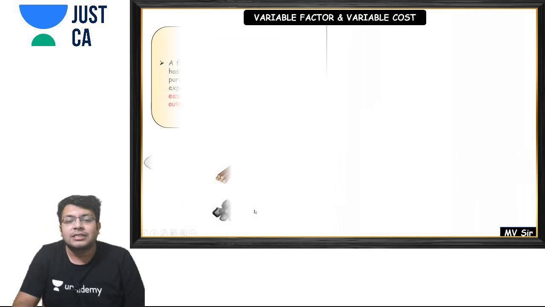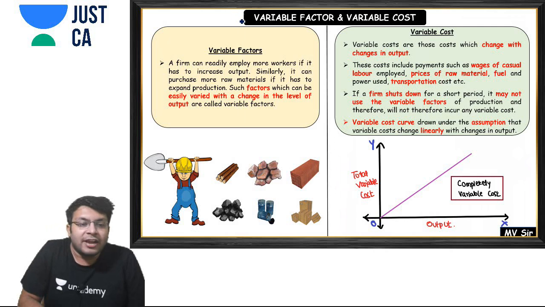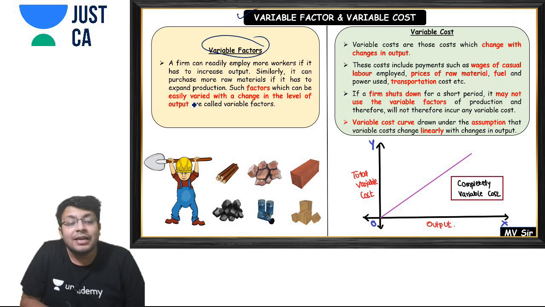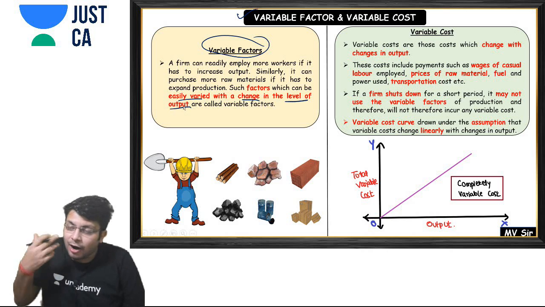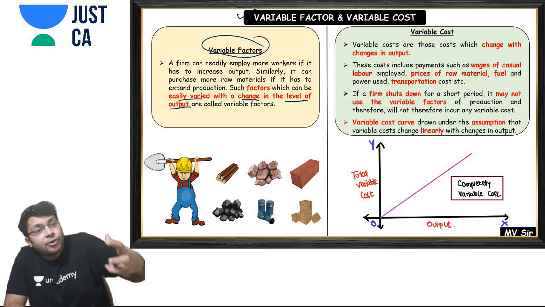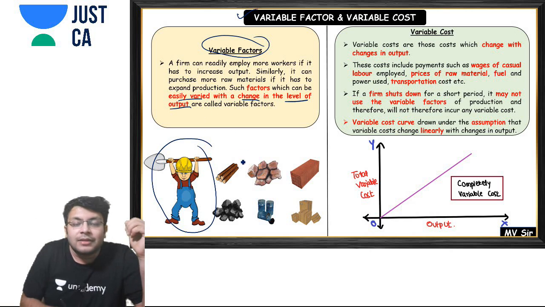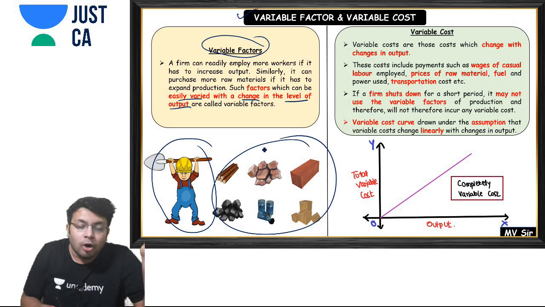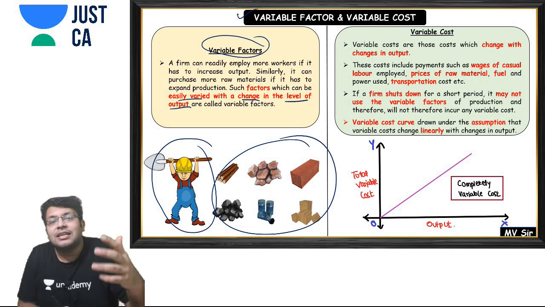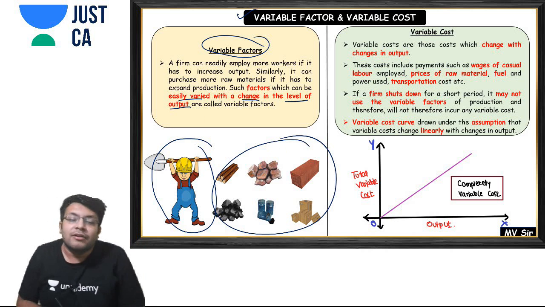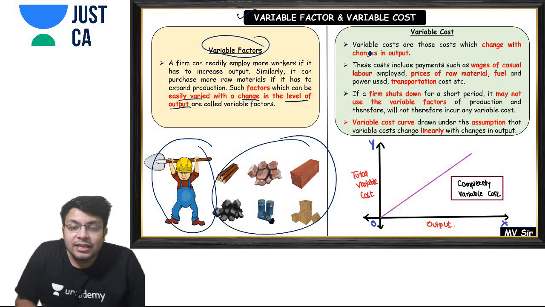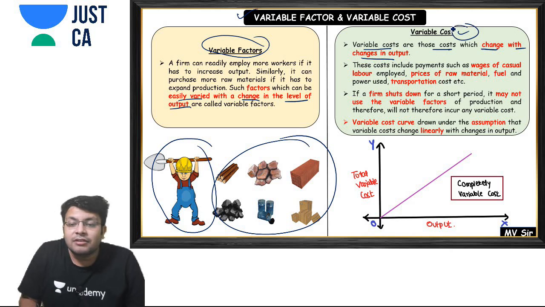So let's first focus on variable factor and variable cost. Variable factors are those factors which can be easily varied with the change in the level of output. If you are changing your level of output, these are the factors of production which you can vary easily. For example, your casual laborers and your raw material, you can vary these easily with the change in output. So these would come under variable cost. Variable costs are those costs which change with the change in output.